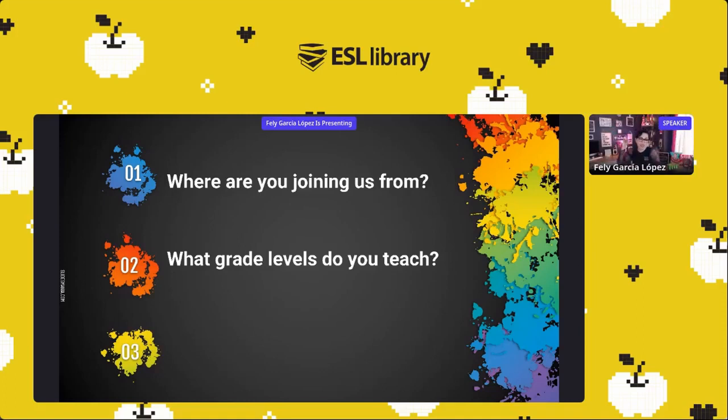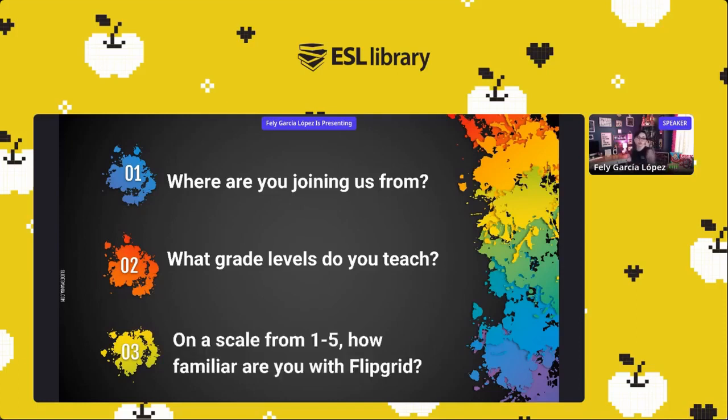Good. And our third question, are you ready? Ahí va. 1, 2, 3. The third question is on the screen. On a scale from 1 to 5, my friends, 1 being beginner, 5 being Fely, I can go and present Flipgrid with you. How familiar are you with Flipgrid? On a scale of 1 to 5. Let's see right here. I see 1s. Okay, that's okay. I see 0s, that's fine. I love that. I see 4s. So I see all levels, right?